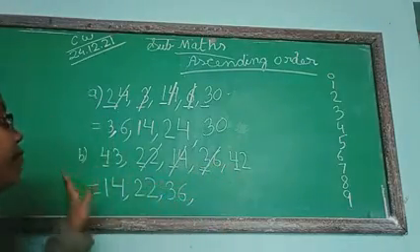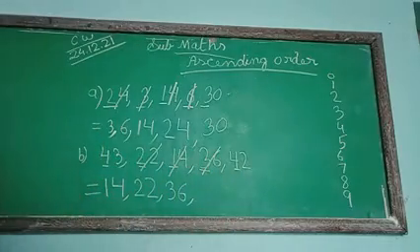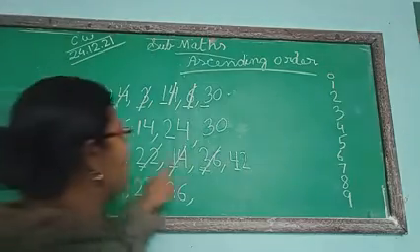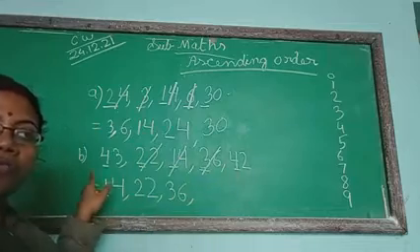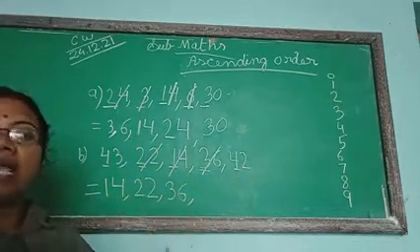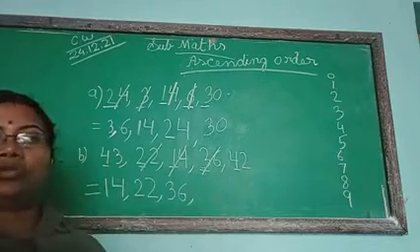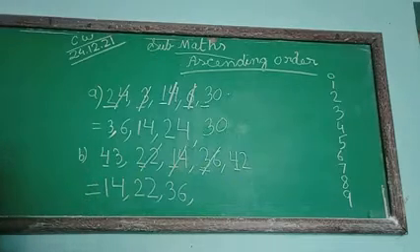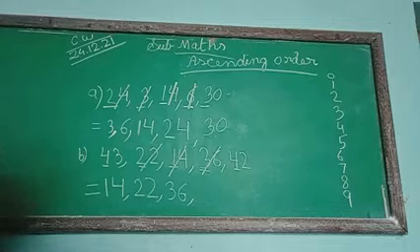Between them, which number is the smallest one? How do you identify? See the tens place number. Here it is 4, here also 4. Both the numbers are the same. When both the numbers are the same, what will we do? We will go for the ones place.